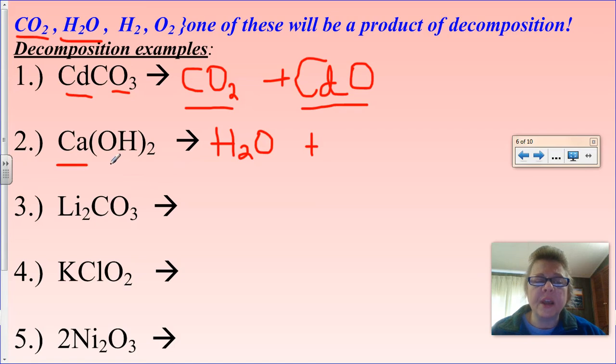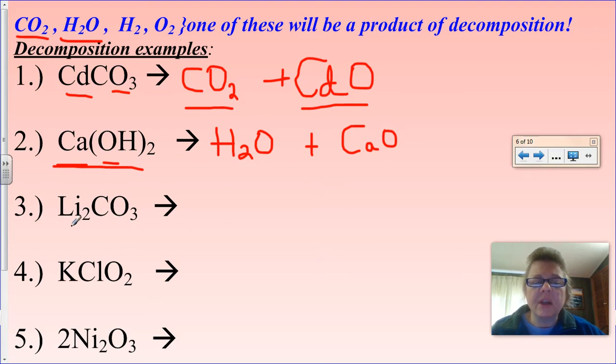What's left over? I've got a calcium and I've got an oxygen. Well, what gets written first? The metal. And then the oxygen will get attached there. So these are my two products of the decomposition of calcium hydroxide. And you'll make sure that both sides are balanced. Two hydrogens, two oxygens here on the right, two oxygens on the left, and one calcium on each side.